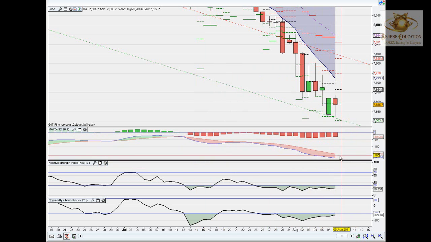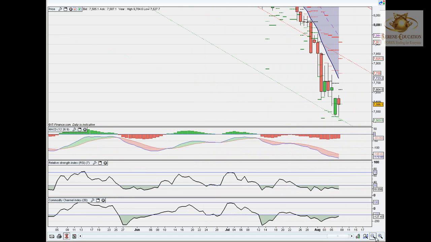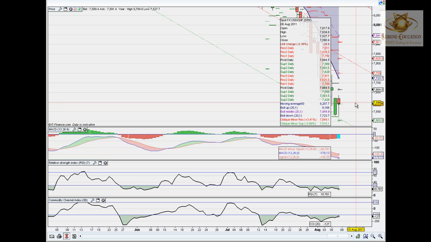histogram is still slightly extended negative. Don't get me wrong, we could still see price moving to the downside. Ideally, we want to see MACD crossing over the zero line in particular, and we need to see a cross of the two lines at the bottom as well to give us an indication of a possible buying opportunity.